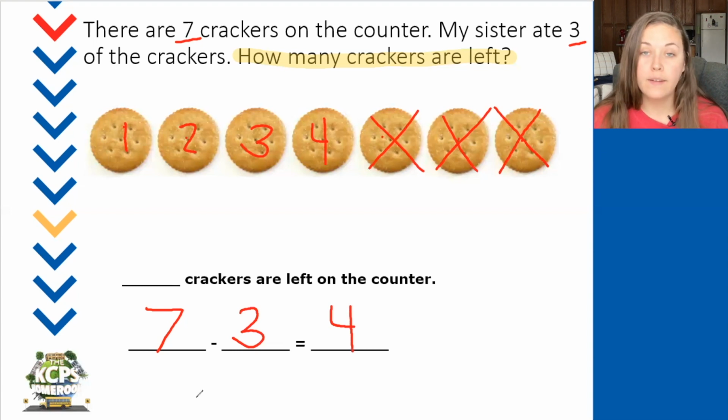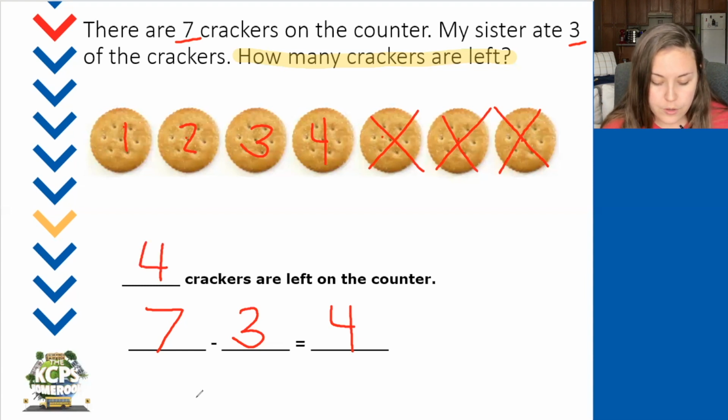Great job on that. We have one last step. And looking just above our number sentence, we have to finish our answer statement. So how many crackers are left on the counter? That's right. If you said 4, great job. There are 4 crackers left on the counter.